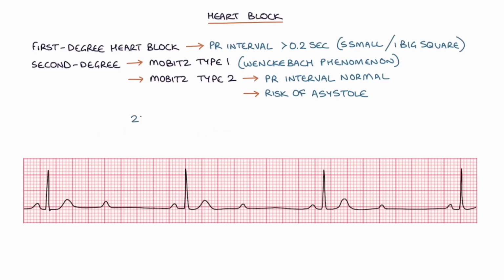In a patient with a 2-to-1 block, where there are 2 P waves for each QRS complex, meaning that every other P wave does not stimulate a QRS complex, it can be difficult to tell whether this is caused by Mobitz type 1 or Mobitz type 2.